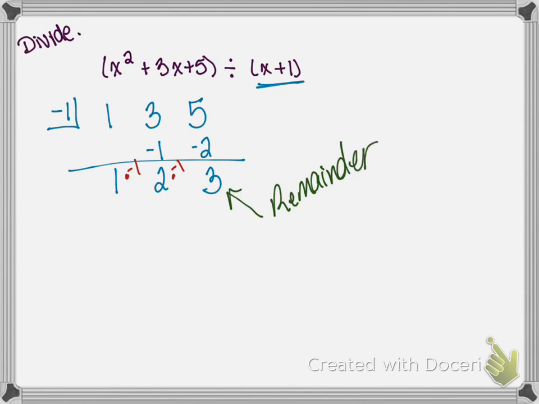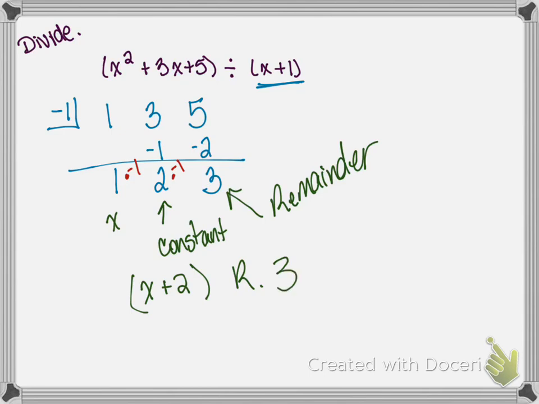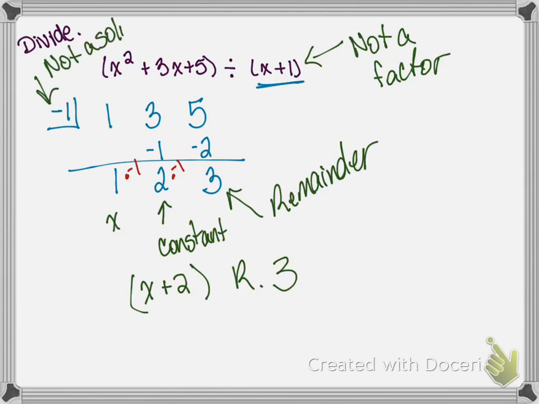Okay. 2 is my constant. 1 is the coefficient that goes with my x. So I get x plus 2 with a remainder of 3. So that tells me that x plus 1 is not a factor. Not a solution. Not a factor and not a solution.